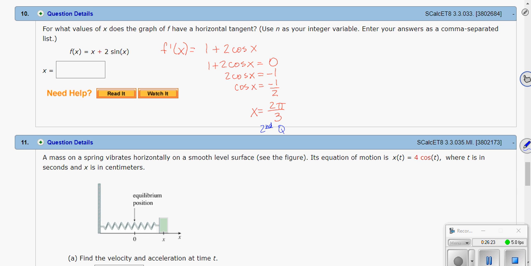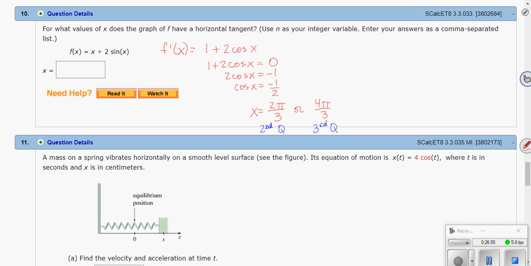It also occurs in the third quadrant. So in the third quadrant, what's equivalent to 2 pi over 3? Well, the equivalent to 2 pi over 3 is 4 pi over 3. It's 1/3 less than pi and 1/3 greater than pi. So that's second and third quadrant.